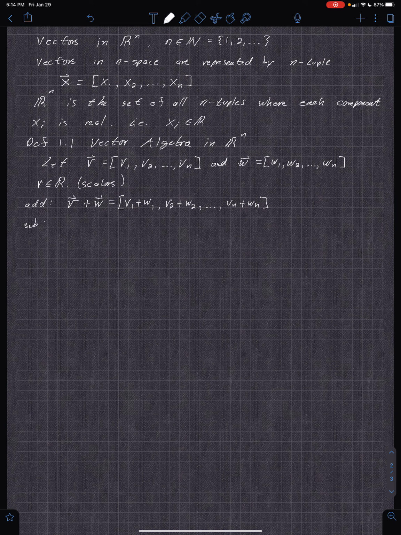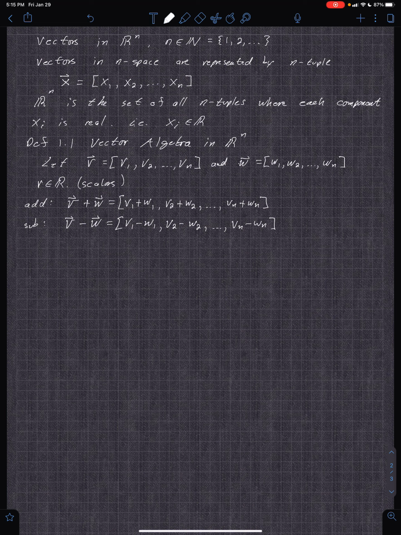Subtraction is really just adding opposites, but they throw it in here for some reason. So we'll just define subtraction as well. Just subtract the components, V1 minus W1. And you can see that that's not commutative. V2 minus W2, etc. I said plus there, sorry, going too fast. Minus, and then minus Wn. Okay, you got the idea there.